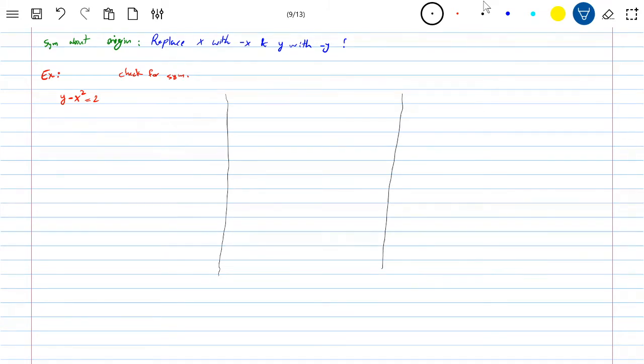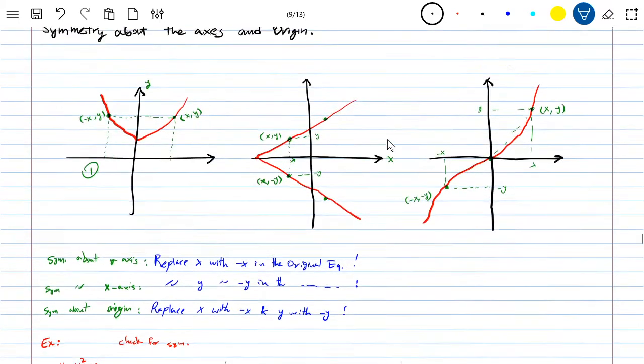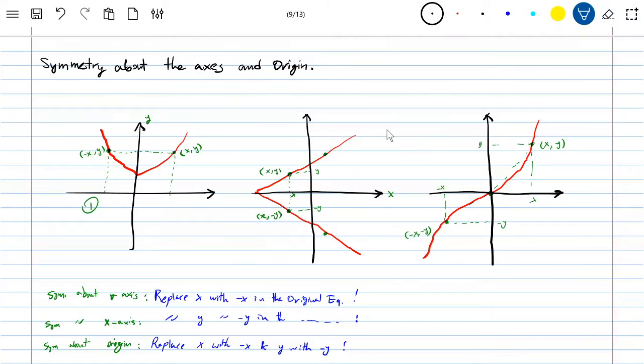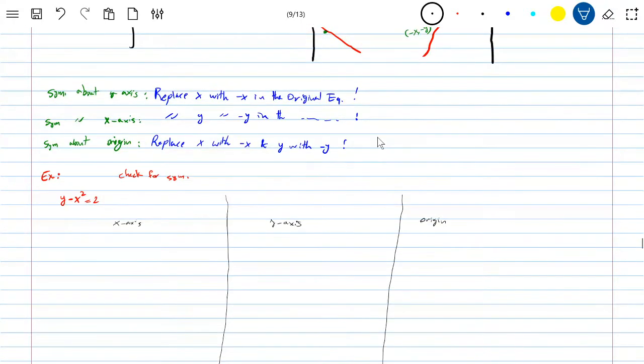So here first, let's try the x-axis. Then we try the y-axis. And finally, we will try the origin. What do we do for symmetry about the x-axis? If you forget it, just go back and draw this picture. If I want symmetry about the x-axis, I should have the same x value but opposite y values. That means change y from positive y to negative y in the equation and see if you get the same equation.